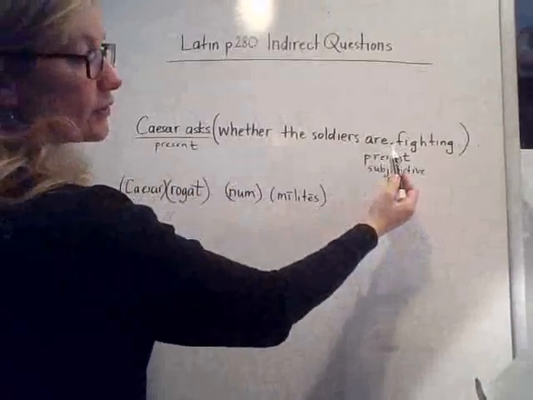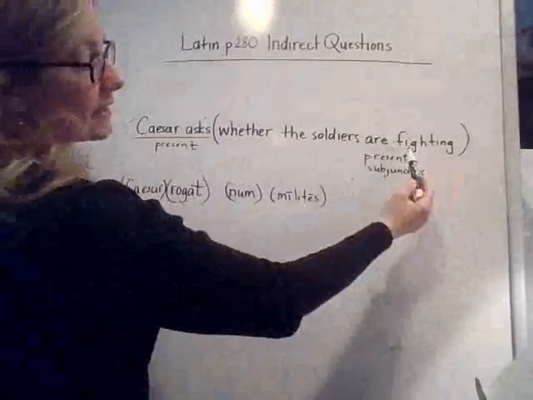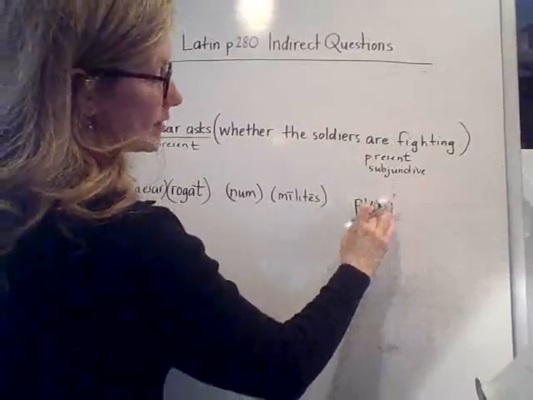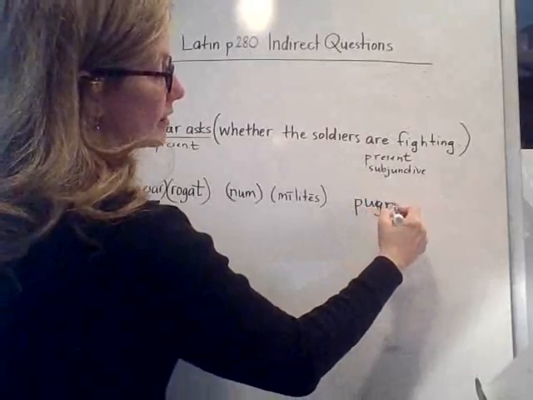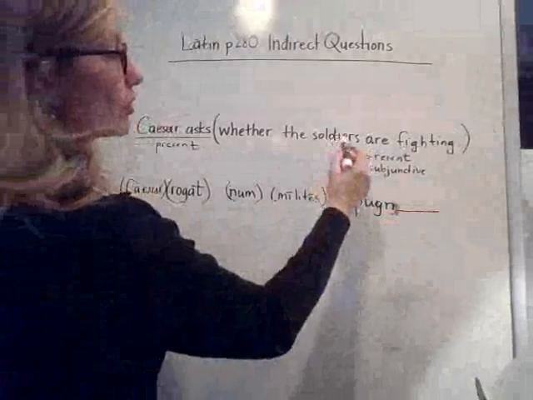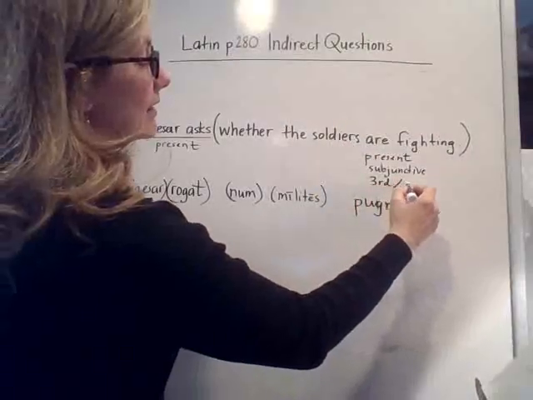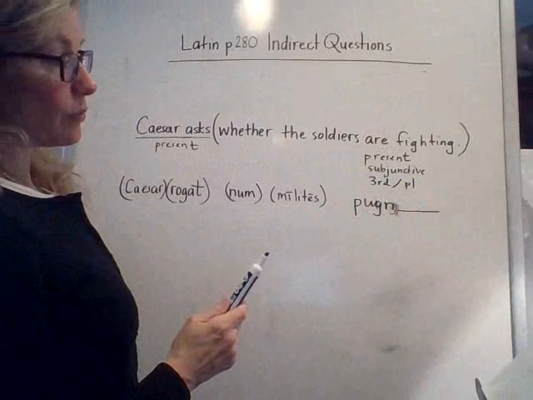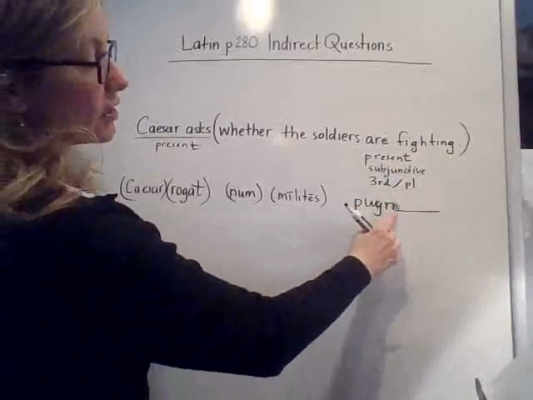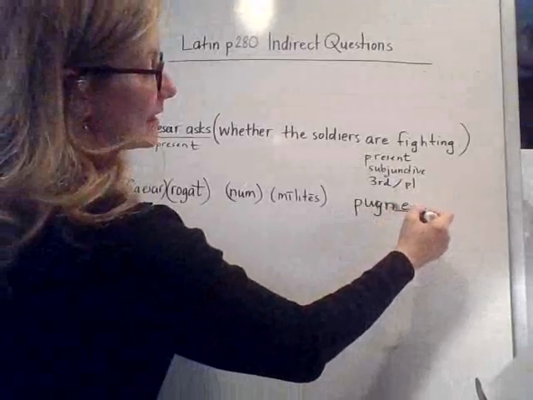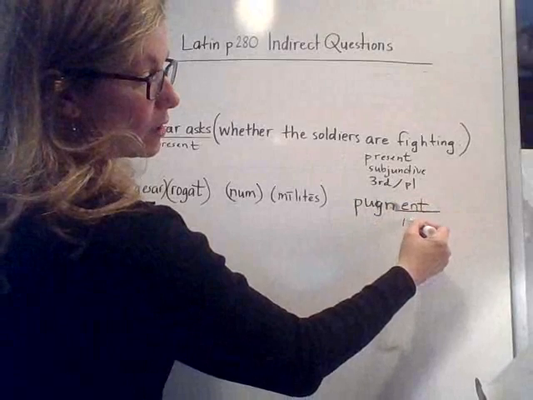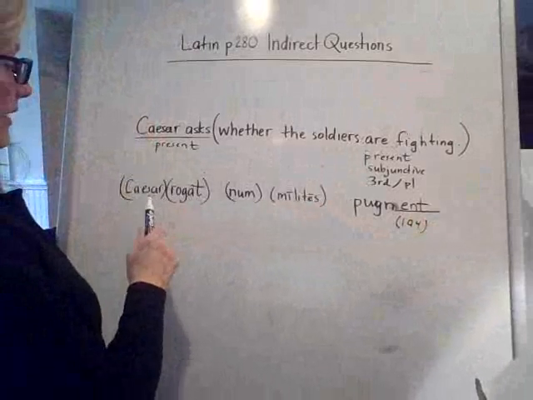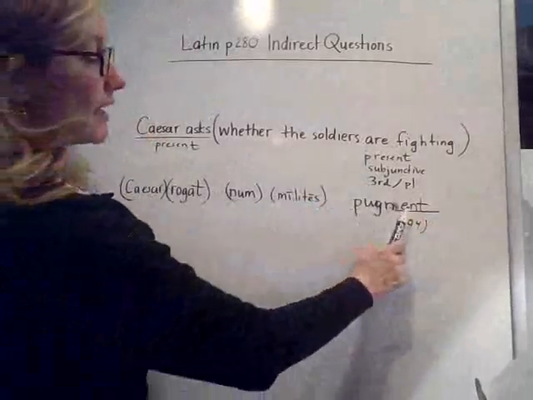Now we just need to translate this verb over here. And we know that fighting is pugno. So let's go ahead and put our stem here, pug. Now we need to have the right ending. Soldiers, that's third person, and it is plural. So if we look up subjunctive, it's present, it's also active, third person plural, and we know that pugno is a first conjugation verb. We see that the ending is ENT, and that's grammar number 194. And that's it. So Caesar rogat num milites pugnent.